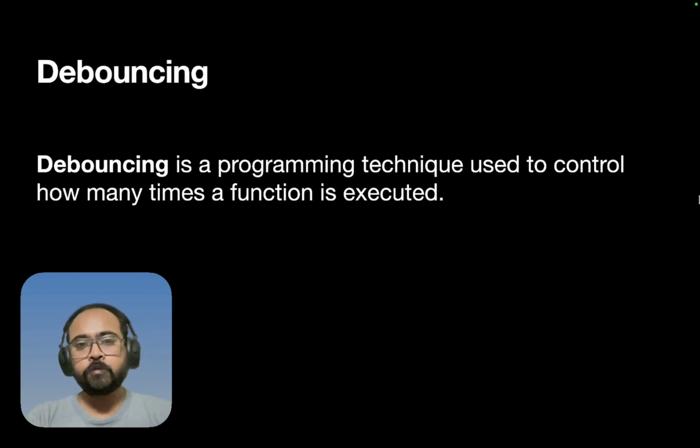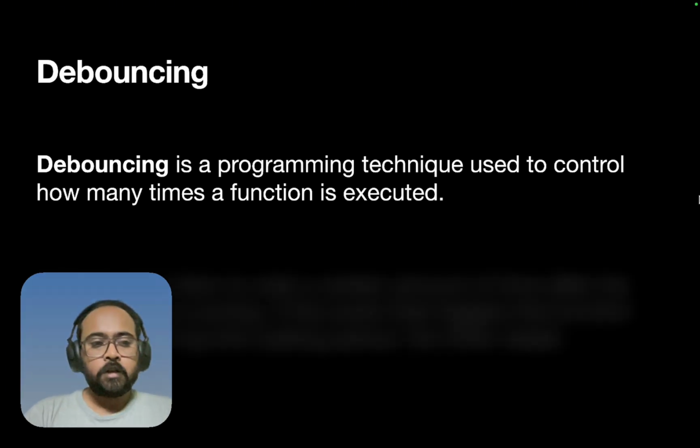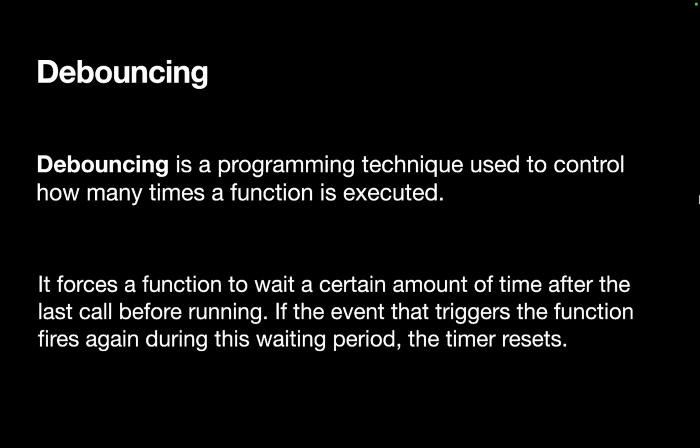Suppose you have a button. If you click on that button, it does not execute the function immediately. Instead, it waits for some time and then it executes. And there is one more thing in debouncing. Suppose you have a button, and when you click on it, the function is supposed to execute, but since it is a debounce function, it will not run immediately. Instead, maybe it will run after 4 seconds.